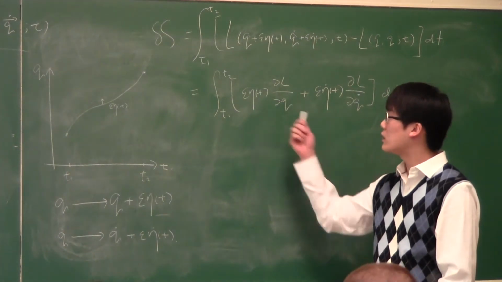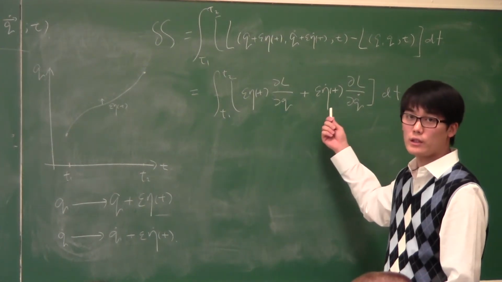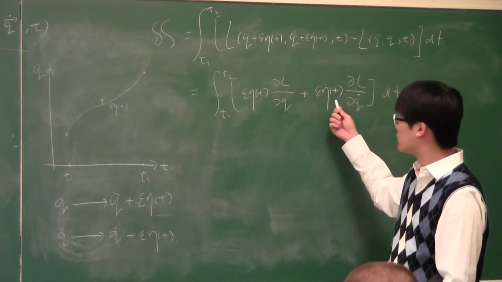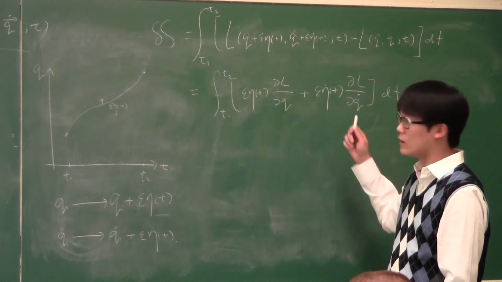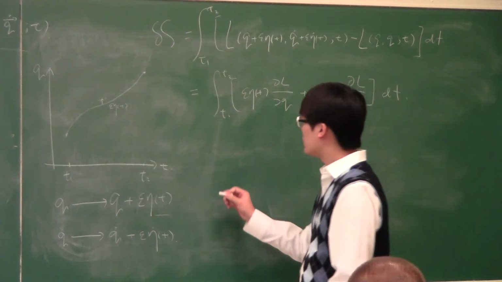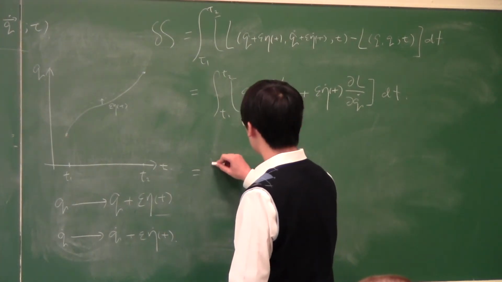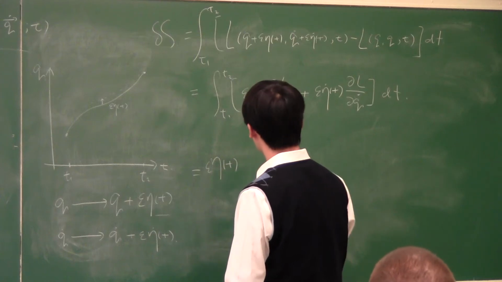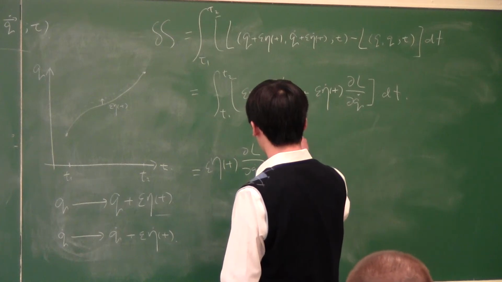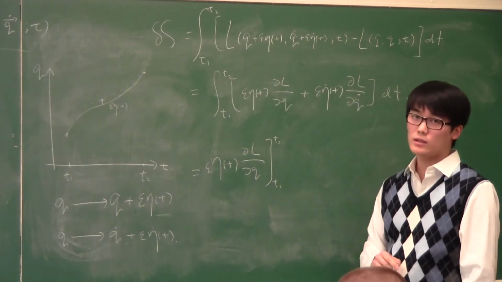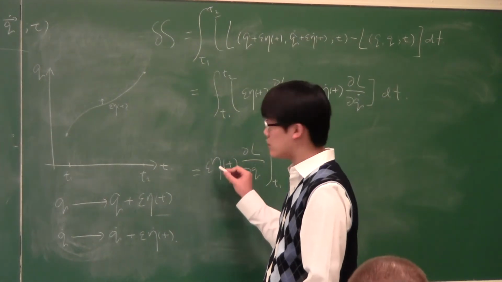We would like to bring out the common variation outside. But now there is a time derivative acting on the time variation. So we're going to do an integration by parts on this term, bringing the time derivative off of the eta onto here. Doing the integration by parts, we're going to get an integrated piece, which is evaluated at the two endpoints. But because we have insisted on fixed endpoint variations, this term simply vanishes.